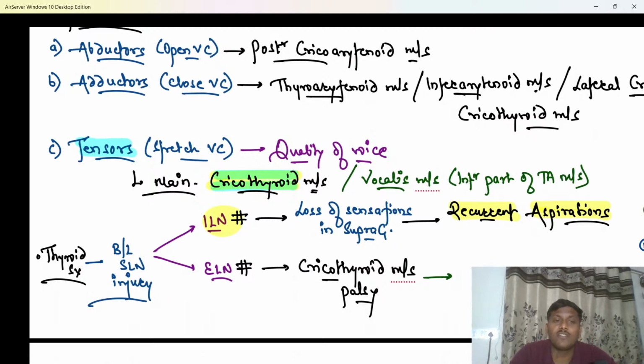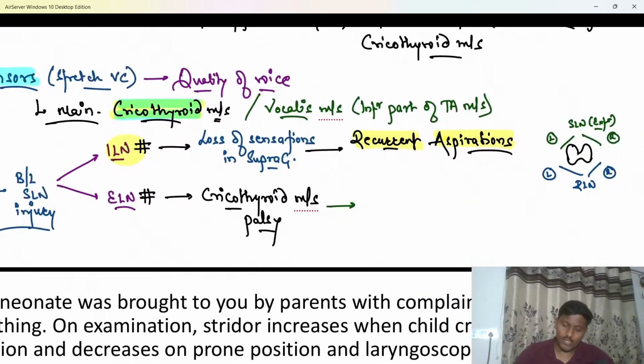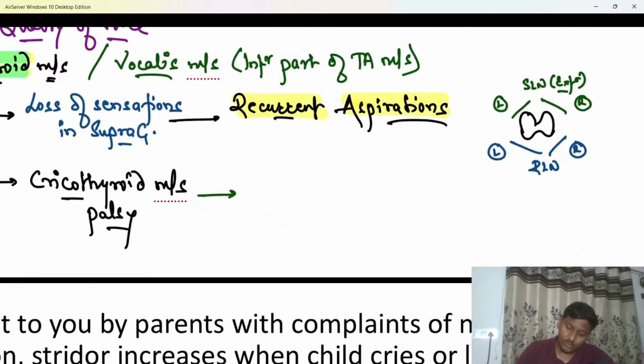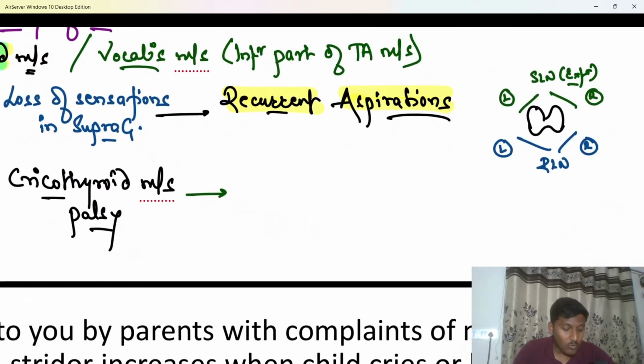And what is the function of a tensor muscle? It will stretch the vocal cord, okay? And why is stretching of the vocal cord necessary? To give a better quality of voice. Now I am saying that the external laryngeal nerve has been injured, due to which the cricothyroid muscle has been paralyzed, okay? And if that cricothyroid muscle has been paralyzed, can vocal cords be stretched out, beta?